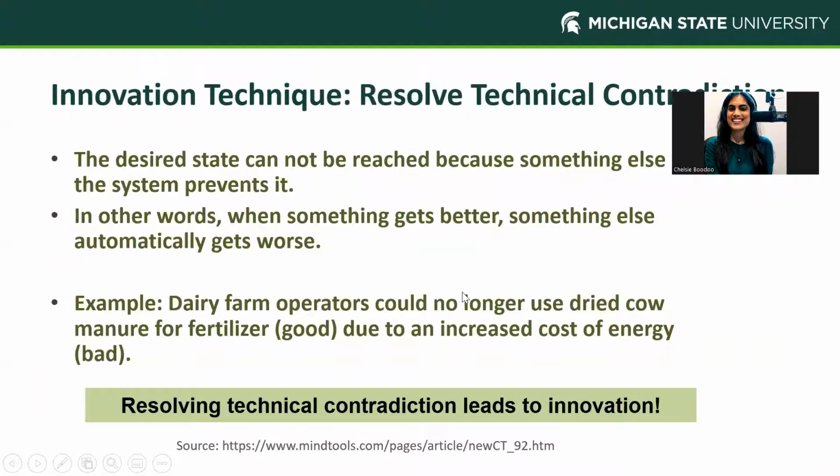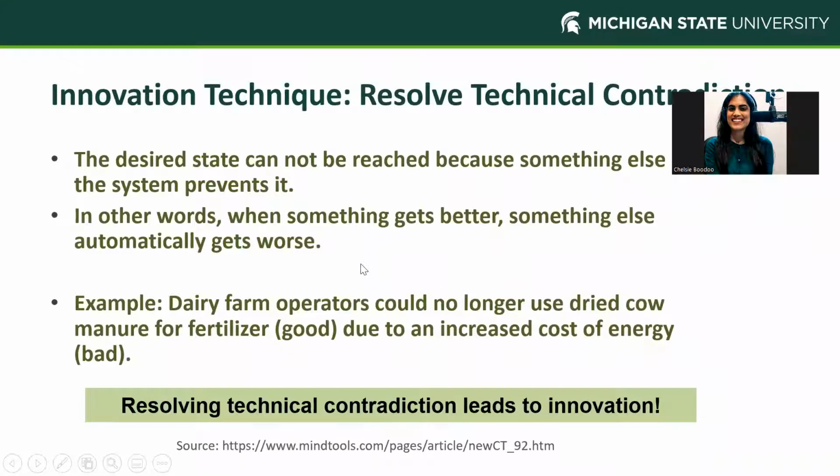Another innovation technique is to resolve contradiction. Now, what is technical contradiction? Technical contradiction is defined as when a desired state cannot be reached because something else in the system prevents it. In other words, when something gets better, something else automatically gets worse. That's what we call technical contradiction.